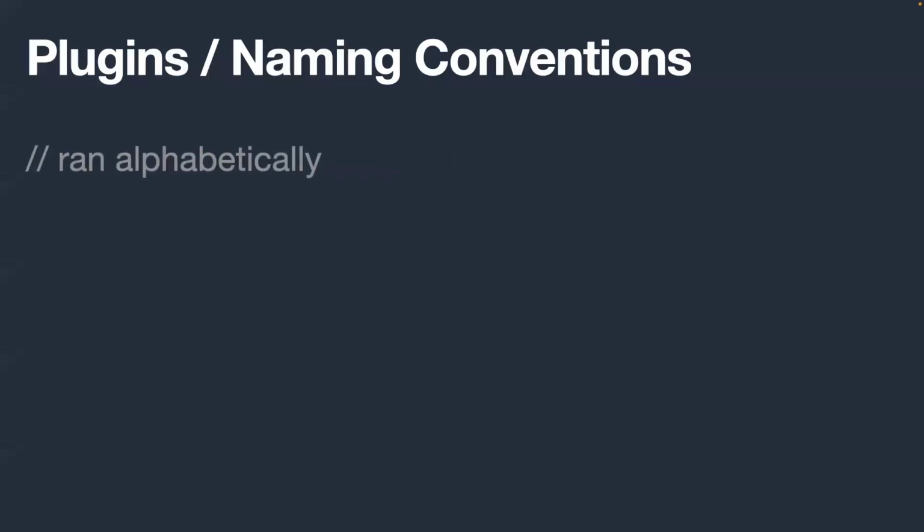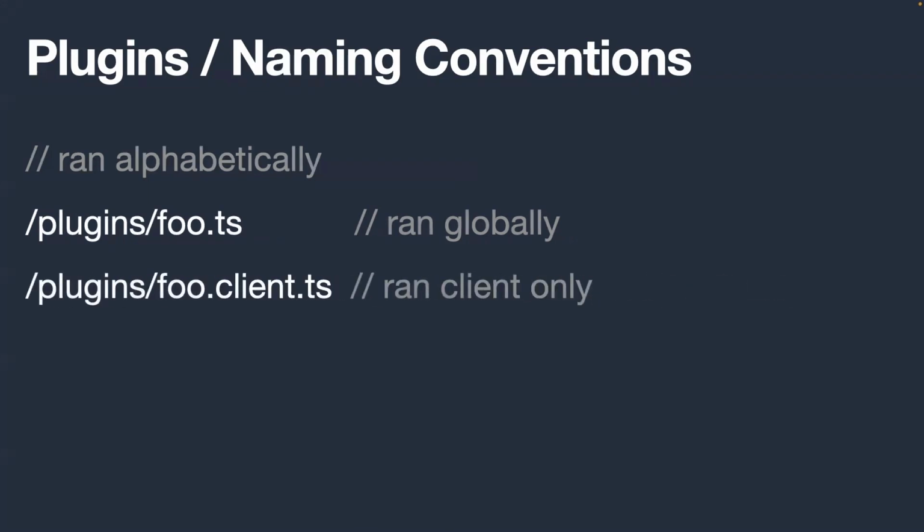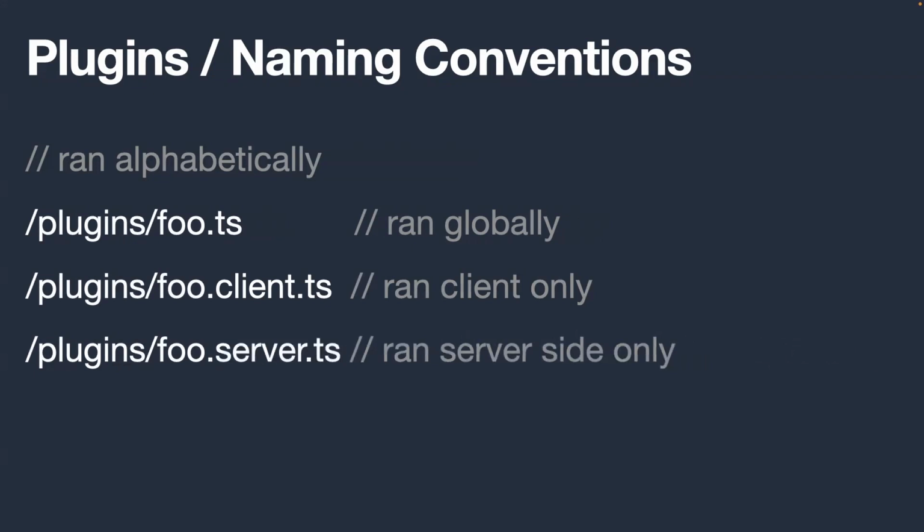So here's some naming conventions for plugins. They're run alphabetically. So plugin/foo example, that's run globally automatically. If you added .client, it's only run client side. And if you had .server, it's only run server side. What I really like about plugins is it gives you the opportunity to either have stuff that's spun up automatically when your application executes, or it also provides a good abstraction layer.